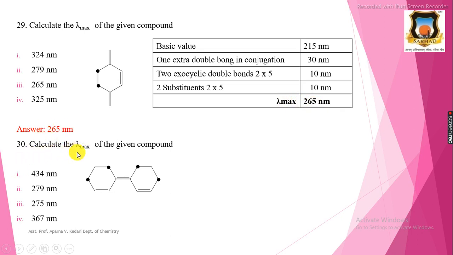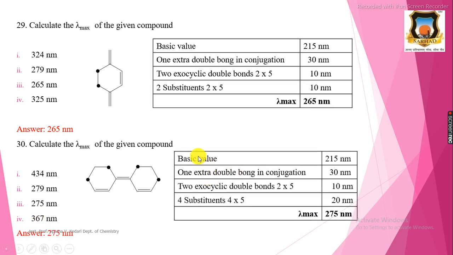Then again next UV problem, calculate the lambda max of the given compound. This is the compound. Then options are 434 nanometer, 279 nanometer, 275 nanometer, and 367 nanometer. And the correct answer is 275 nanometer. See here, the basic value is 250 nanometer. One extra double bond is in conjugation, therefore add 30 nanometer.